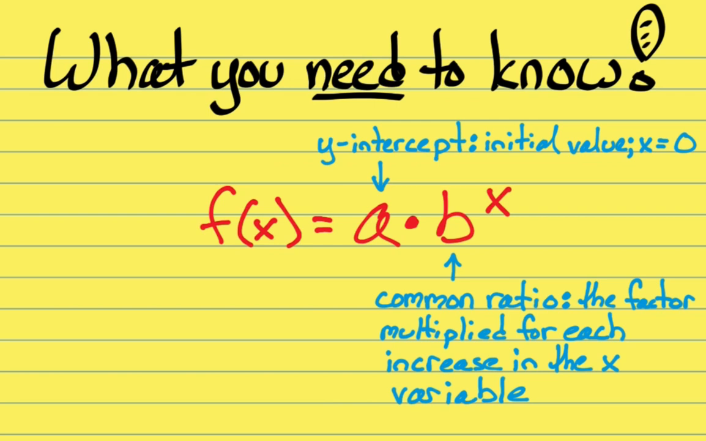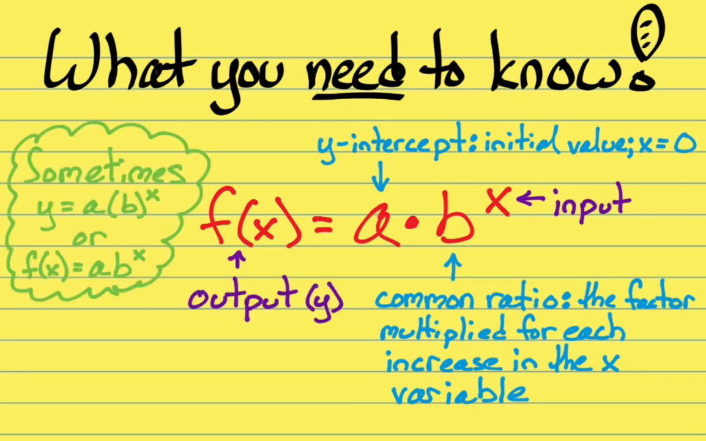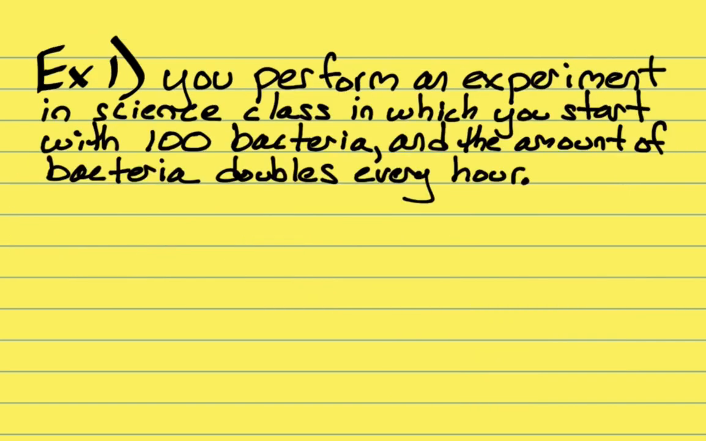It's the factor that you multiply by for each increase in the x value. Now, the x value that's in the exponent, that is your input. That's where you will be plugging in numbers to solve. And f of x, which is the same thing as y, represents your output value. As a quick reminder, you will sometimes see these problems with a y or an f of x and with or without parentheses, but just keep in mind they all mean the same thing. Now let's check out an easy example to see what a table, graph, and function that's exponential looks like. Here's example one.